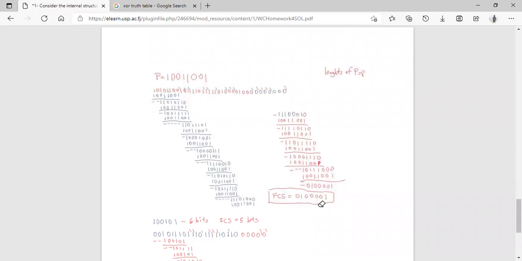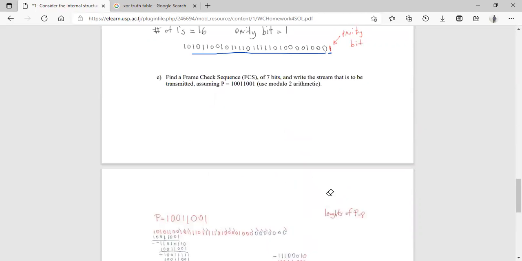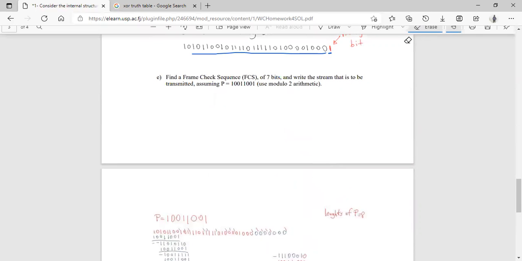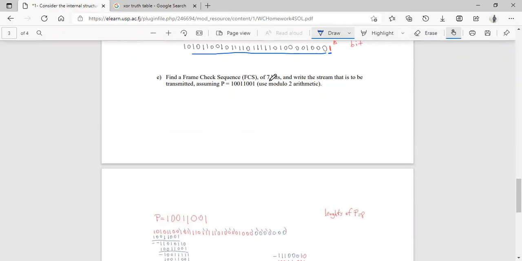In this case, the remainder becomes our frame check sequence. At the receiver end, the remainder should be all zeros to indicate there has been no corruption of the data during transmission. As it says, we need to find the frame check sequence of 7 bits and write the stream that needs to be transmitted, assuming the polynomial is this. The polynomial will be 1 bit longer than the frame check sequence, so in this case, with 7 bits, our polynomial should be 8 bits.